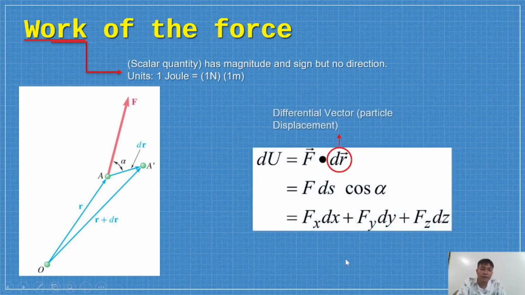So here we have the differential vector of our particle, dr. We relate that to work. The work is equal to the force multiplied by the differential vector, which we also write as F ds cos alpha, or in terms of the rectangular components of our force, equal to Fx dx plus Fy dy plus Fz dz.